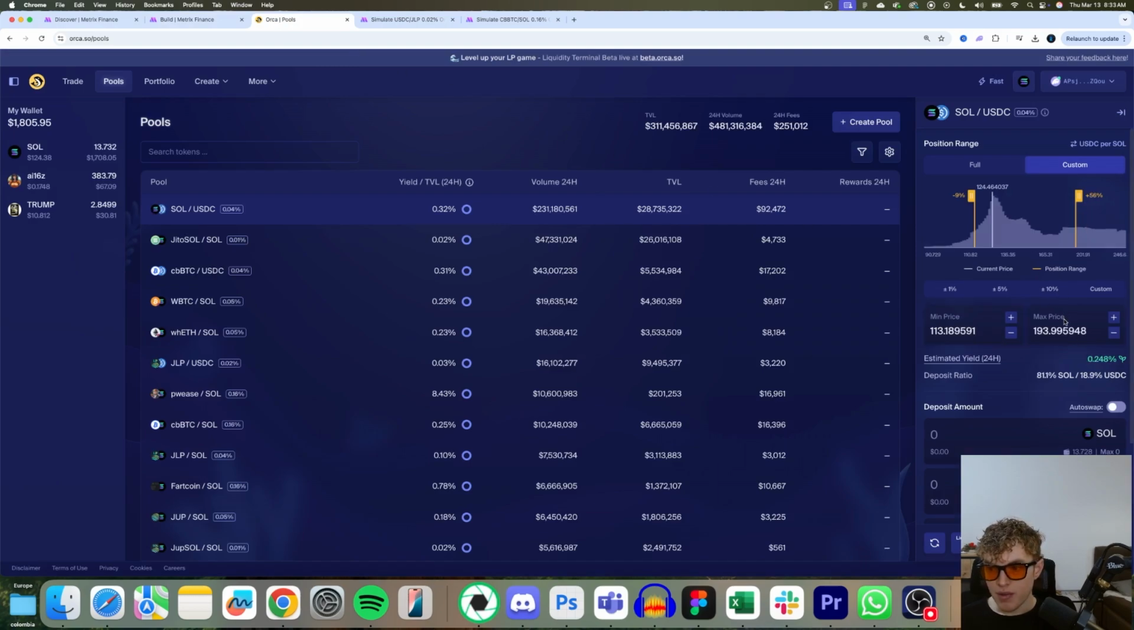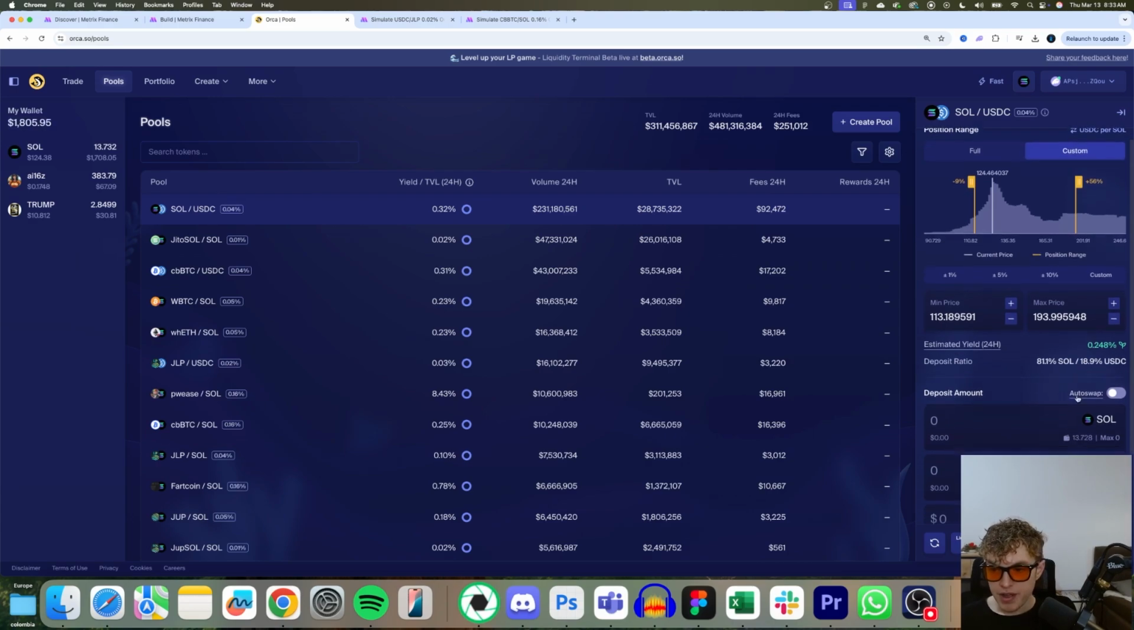All right, so now we have this set up. It's showing our estimated yield per 24 hours based on the past 24 hours of data, and then our deposit amount. Now I'm going to turn on auto swap so I can swap the assets easier. I don't want to have to buy USDC. I just want to use my Solana to deploy into this.